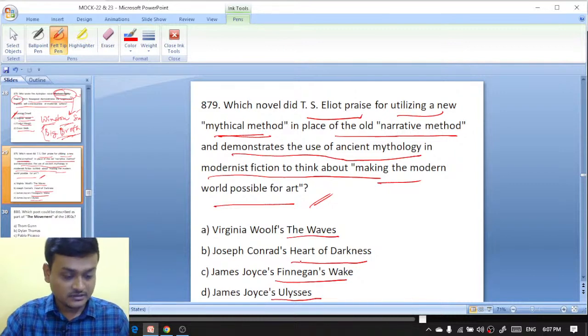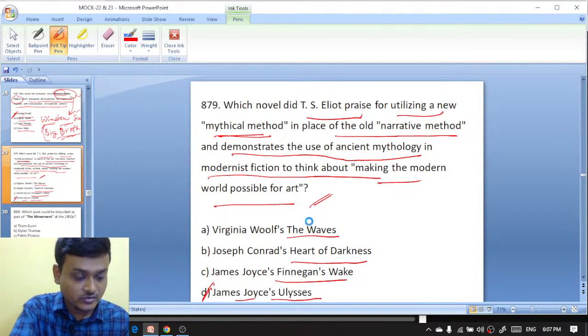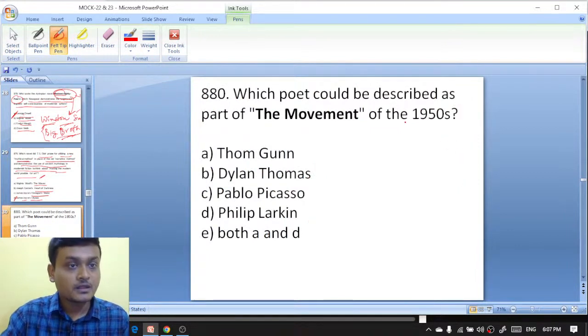So here the right option is James Joyce's Ulysses. James Joyce's Ulysses is the right answer for question number 879. Moving on to question number 880.